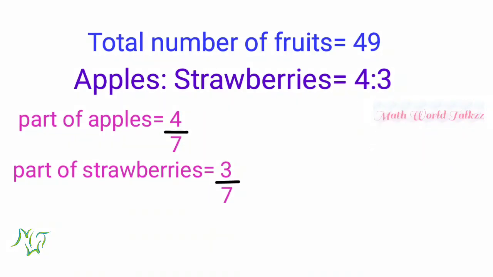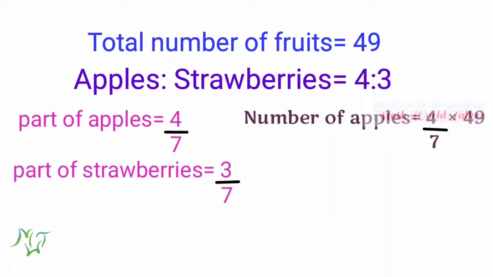Then the number of apples is equal to its part into the total, that is 4 by 7 into 49. Now we can cancel with 7. 7 goes in 49 7 times. So 4 into 7 is 28.